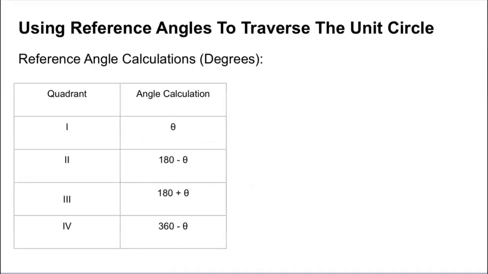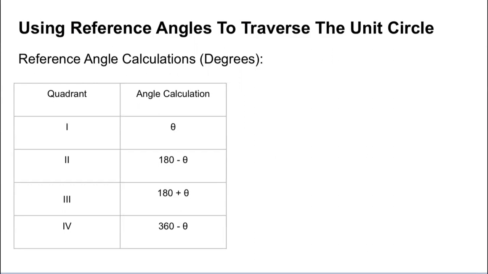So if you have some unknown angle theta, you can use these reference angle calculations in the table below. This is in degrees, by the way. We will cover how to do this in radians in a little bit. But you can use these short little reference angle calculations to pinpoint which reference angle corresponds to the angle that you are dealing with in the current problem or moment.